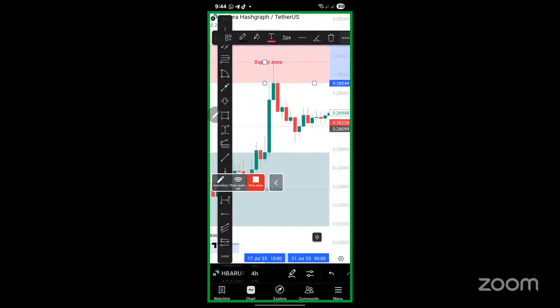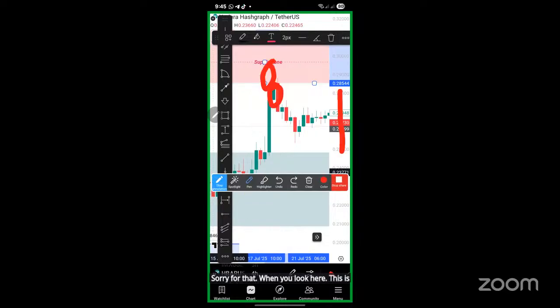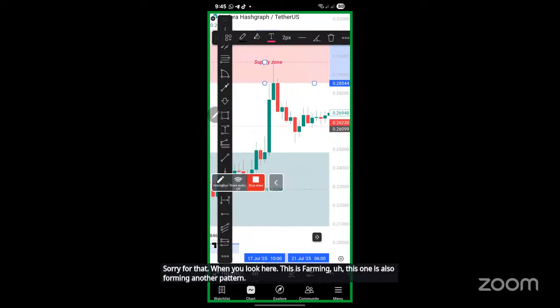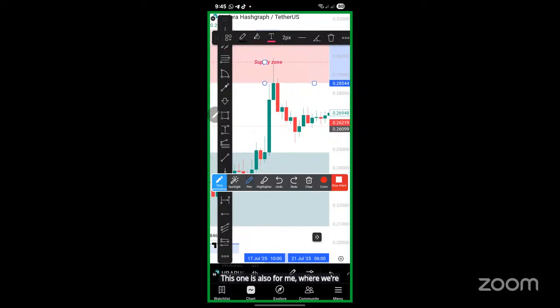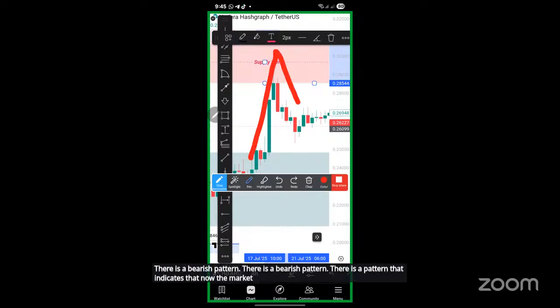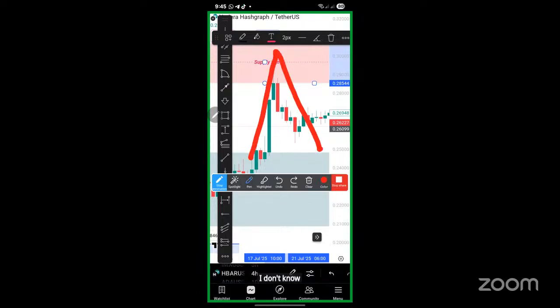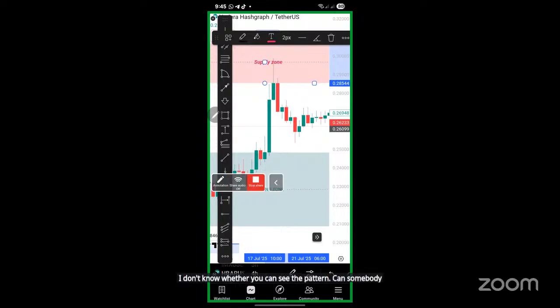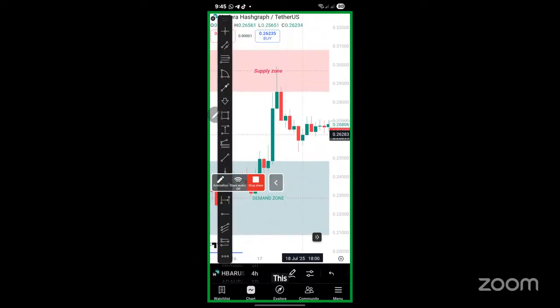When you look here, this one is also forming another pattern, where we're going to draw the supply zone. There is a bearish pattern, a pattern that indicates that now the market is going down. I don't know whether you can see the pattern. Can somebody name the pattern, where we drew the supply zone?